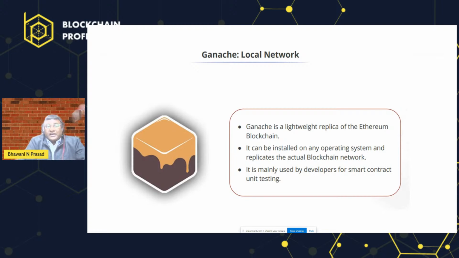Then we have Ganache, which is a local network. Ganache is a lightweight replica of the Ethereum blockchain, and it can be installed on any operating system and replicates the actual blockchain network. It is mainly used by developers for smart contract unit testing.